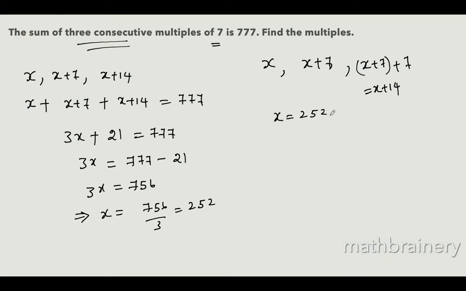Okay. Then what should be x plus 7? X plus 7 must be 252 plus 7, which is 259, and x plus 14, that must be 266. So the required multiples, 3 consecutive multiples of 7, are 252, 259 and 266 respectively.